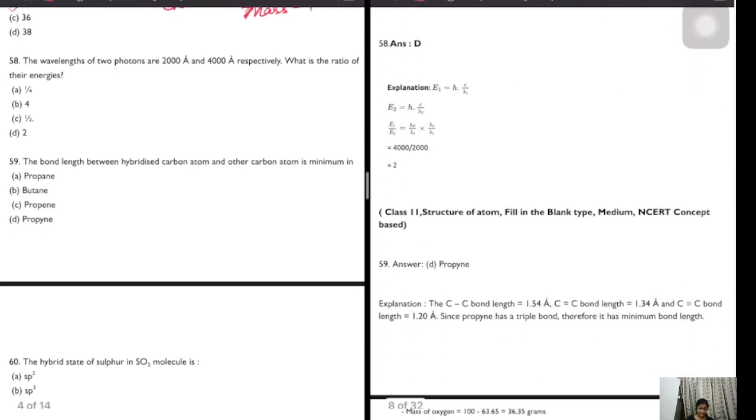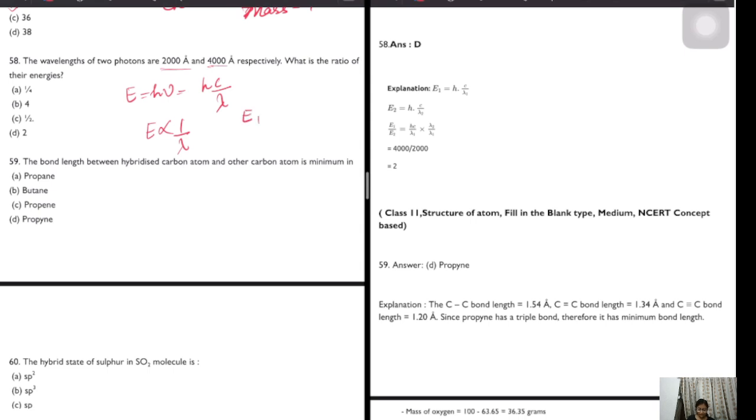Now the next question says, this is a very easy question. The wavelengths of two photons are 2000 angstrom and 4000 angstrom. What is the ratio of the energies? What is the expression for energy that we have? That is h nu, or we can say it's hc by lambda. So you can see that it is inversely proportional to lambda, right? So how will we express it?